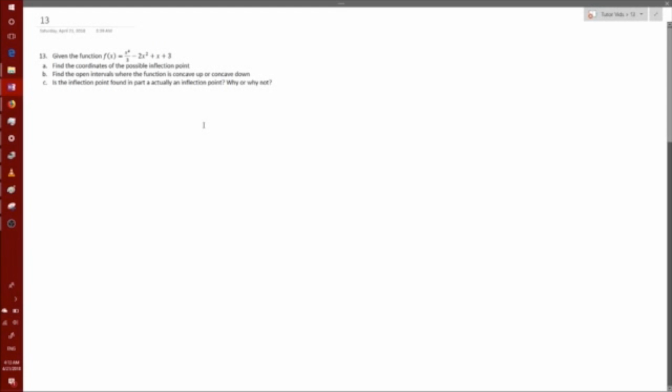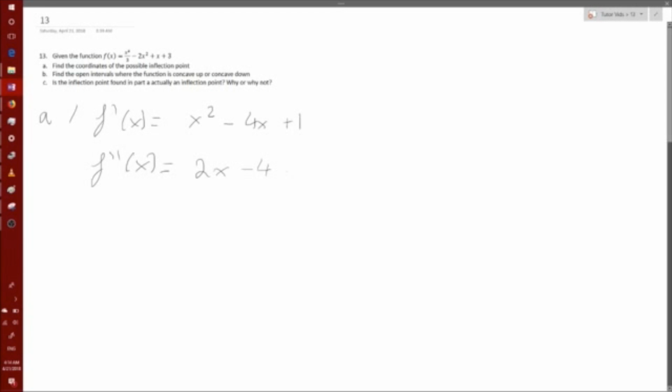Alright, let's find the coordinates of the possible inflection points. To do this, first we take the second derivative of this function. So let's take the first derivative first. f prime of x will be equal to x squared minus 4x plus 1. Right, let's find the second derivative of this function. So f double prime of x is equal to 2x minus 4.